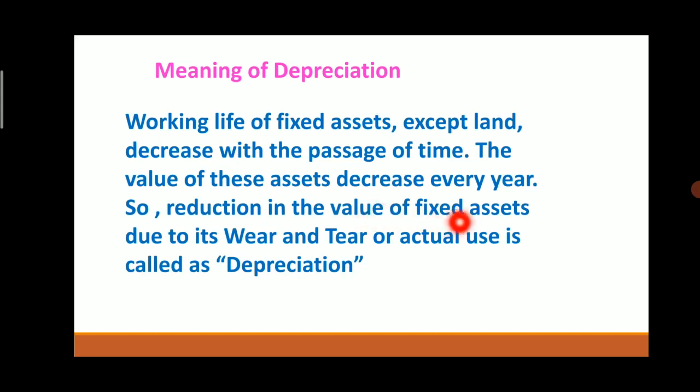So reduction in the value of fixed assets due to its wear and tear. Wear and tear means use. Wear and tear or actual use is called depreciation. Suppose you purchase a new mobile, if you want to resell that mobile, you will not get the same price. Am I correct? You will get a lower price. So the difference between the original price and the present price is called depreciation of that mobile. The same happens with other fixed assets like furniture and machineries. So the reduction of that amount after wear and tear, that difference is called depreciation.